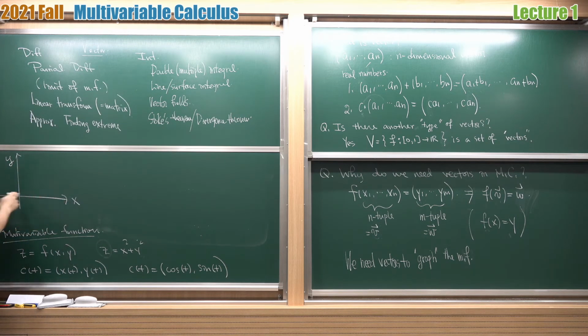So x is the independent variable. It represents the horizontal line, and y is the dependent variable, and the graph of a single variable function looks like this.